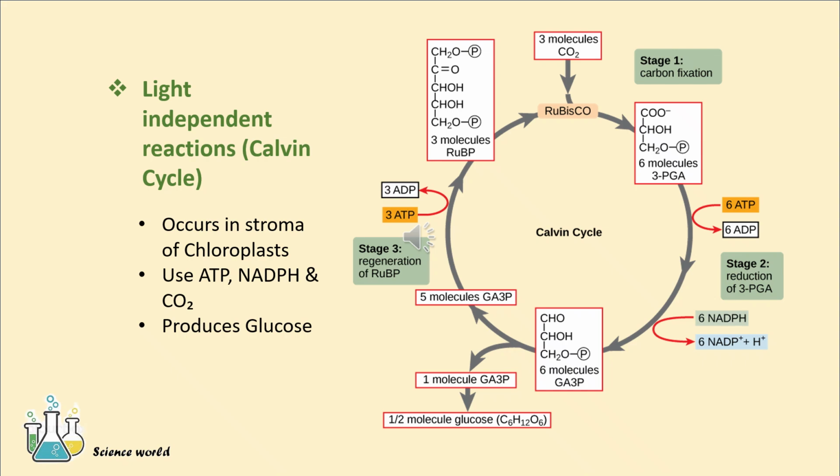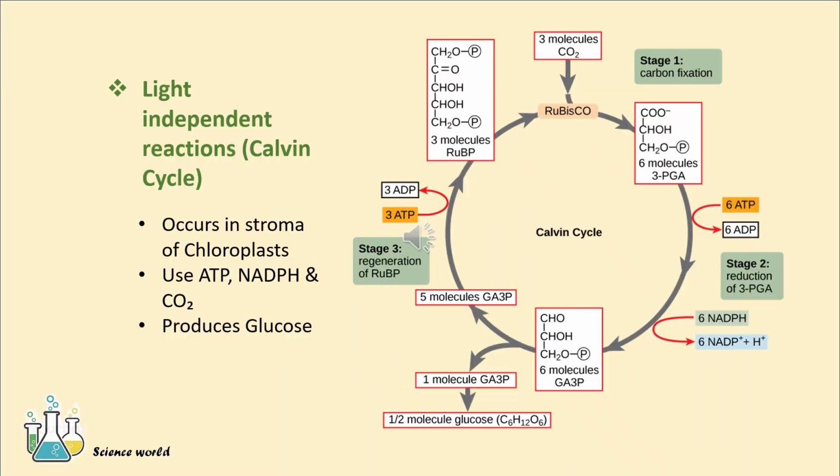So in the first process of carbon fixation in the Calvin cycle, 3 molecules of ribulose 1,5-bisphosphate capture 3 molecules of carbon dioxide in the presence of the Rubisco enzyme and produce an unstable compound containing 6 carbons. Due to the instability of this compound, it will immediately break down into 2 molecules of 3-phosphoglycerate, producing 6 molecules of 3-phosphoglycerate.